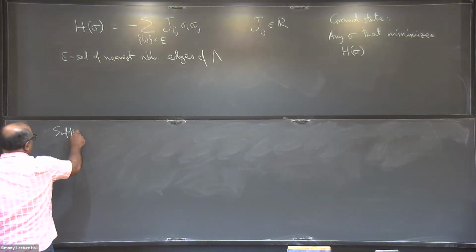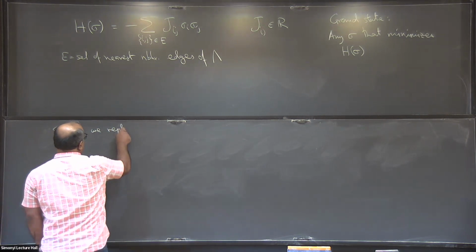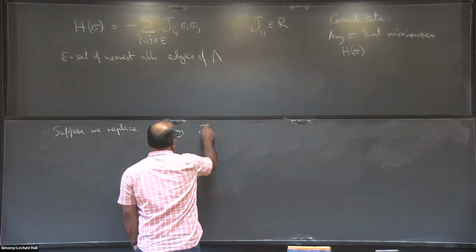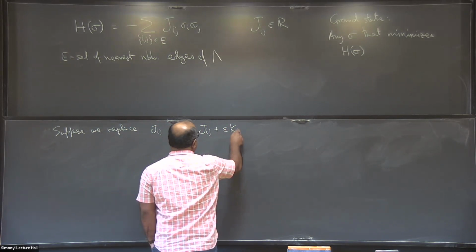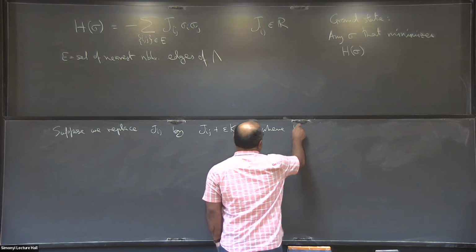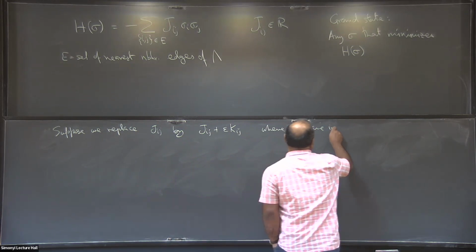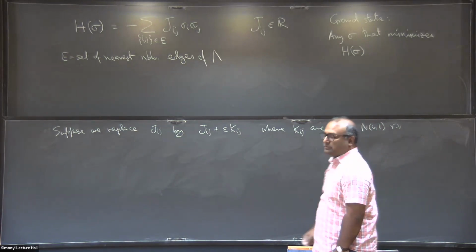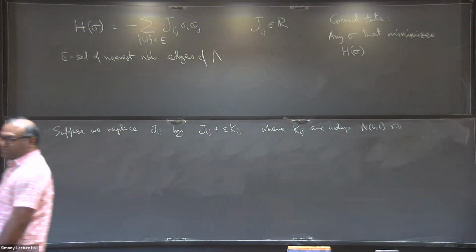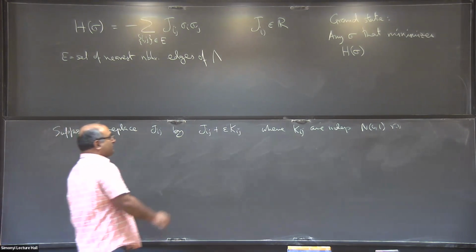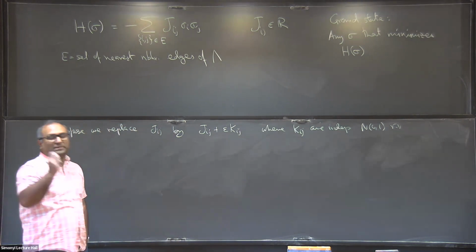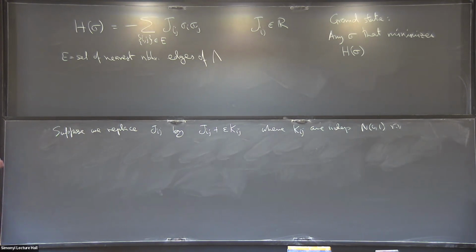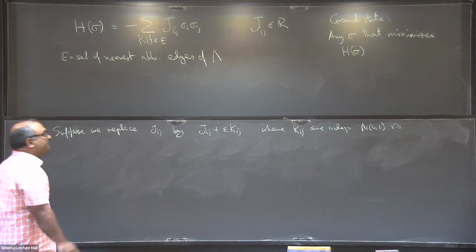Suppose we replace Gij by Gij plus an epsilon times Kij, where the Kij are independent normal 0, 1 variables. So we take a small perturbation of each Gij: you take each of these random variables, and then add some small epsilon times another Gaussian. So you replace that. And there are other ways of doing perturbation. This is just one way.